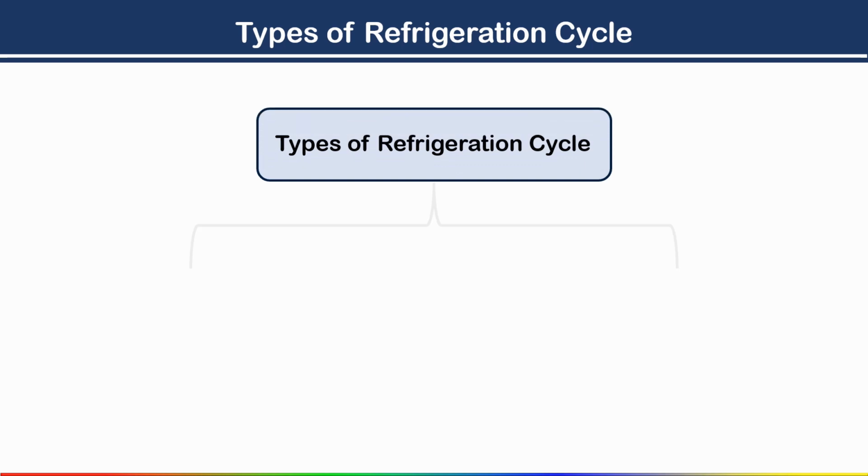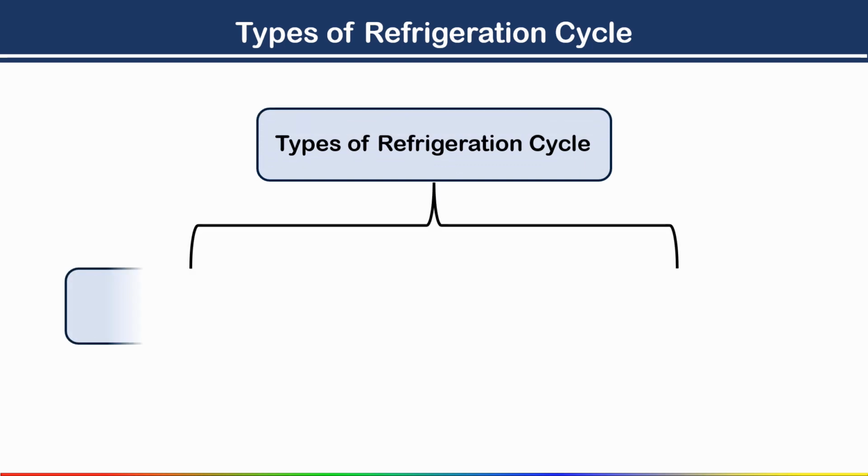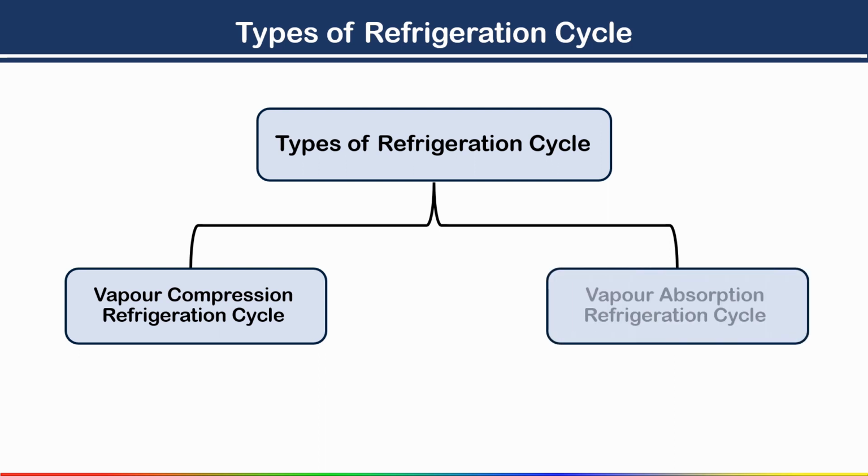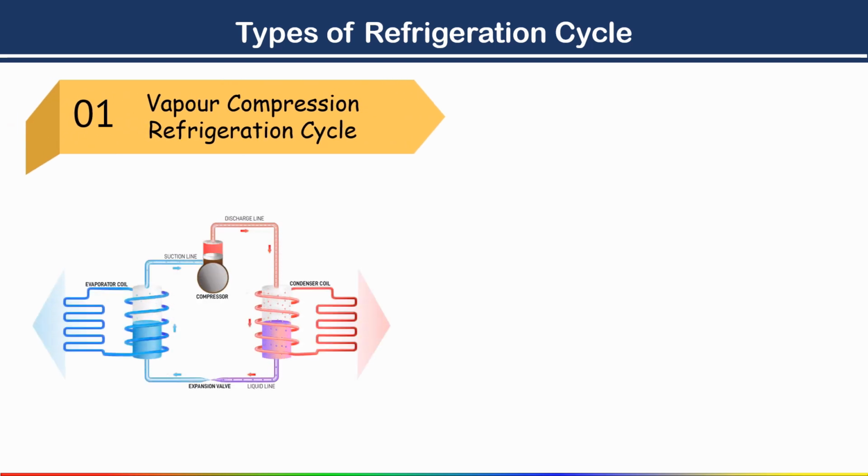Now generally we have two types of refrigeration cycle. First we have the vapor compression refrigeration cycle and second the vapor absorption refrigeration cycle. In this tutorial we are going to see the vapor compression refrigeration cycle. So what is the vapor compression refrigeration cycle?